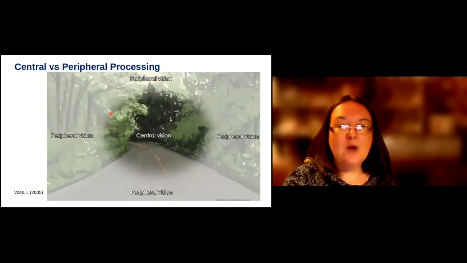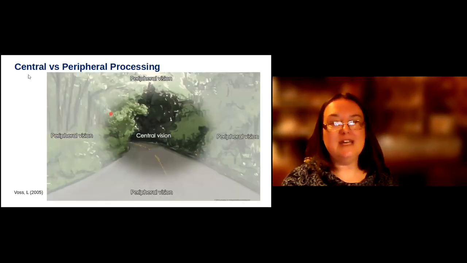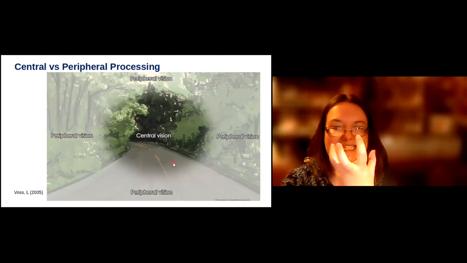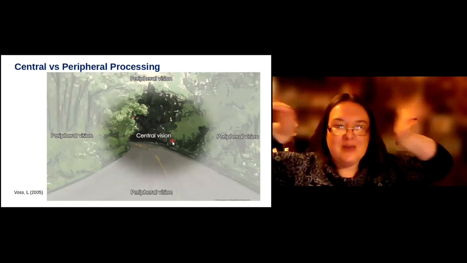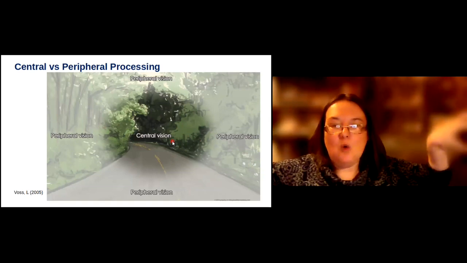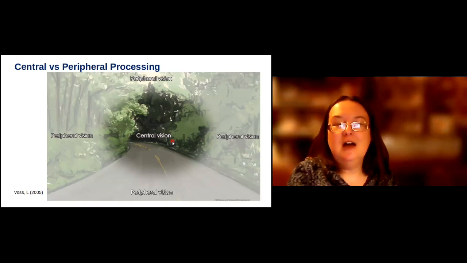But there might be an idea that it's to do with central and peripheral processing. This does illustrate the physical idea of this: when you're driving along, what you can see is in the middle, and then we have our peripheral vision off to one side that we're not paying quite as much attention to.